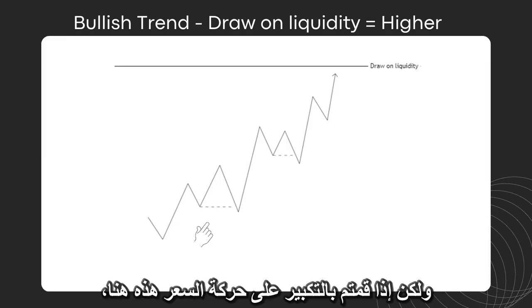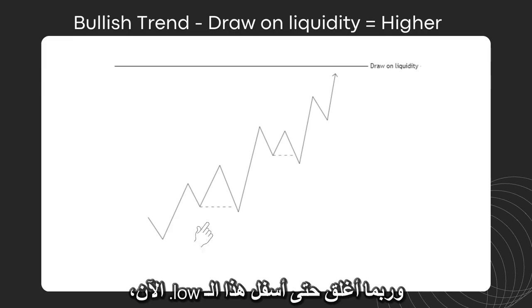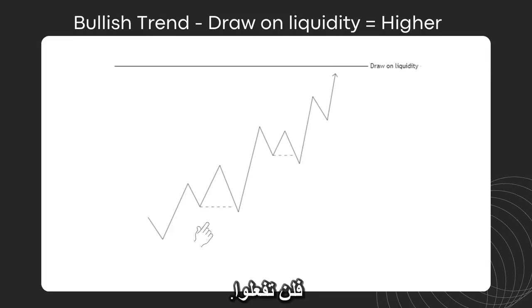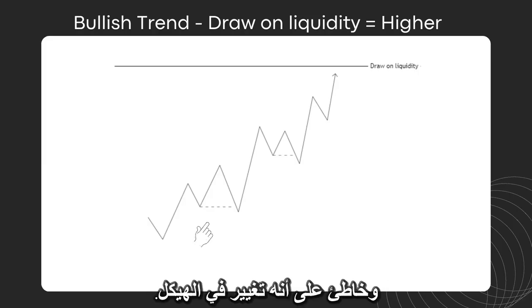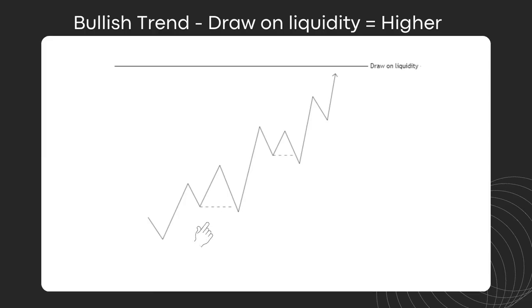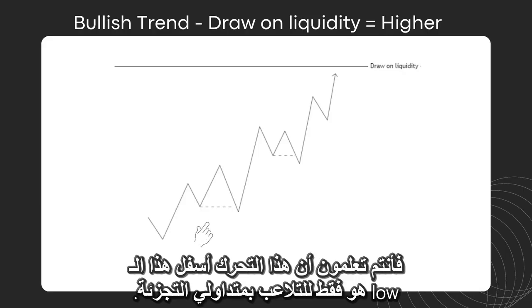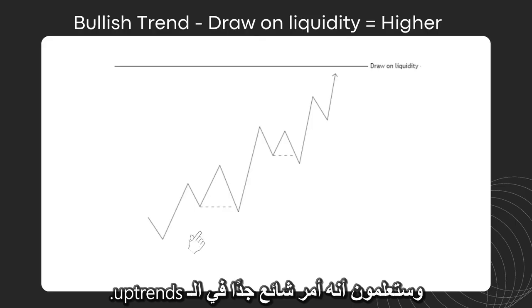But if you zoom into this price action, you'd see that price actually went below this low, and maybe it even closed below this low. If you were looking at this price action with a typical or basic market structure, you would have inaccurately and wrongly classified this as a change in structure. But because you're using advanced structure and a logical framework, you know that this move below this low is just to manipulate retail traders, a rejection below this low to rebalance the whole range. And you would know that it's pretty common for uptrends.